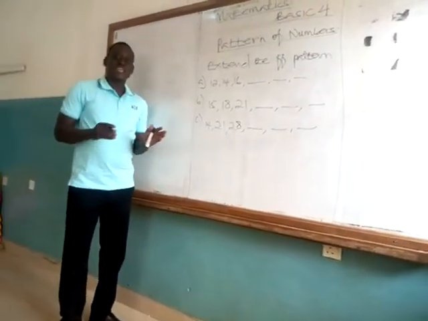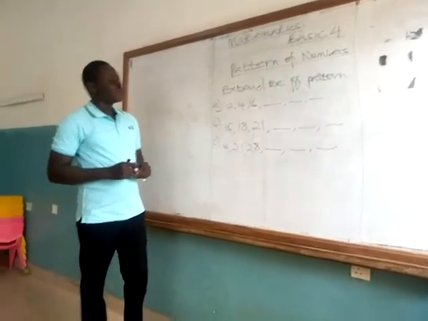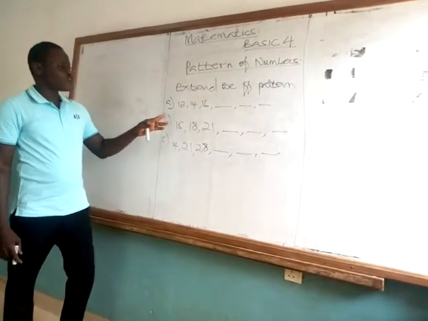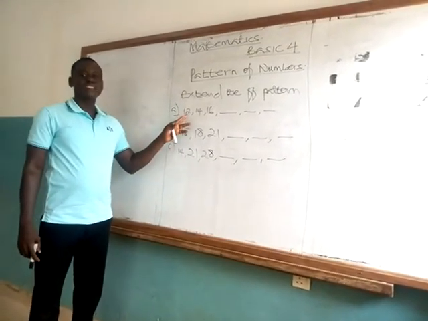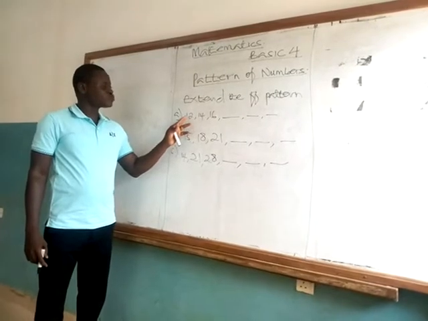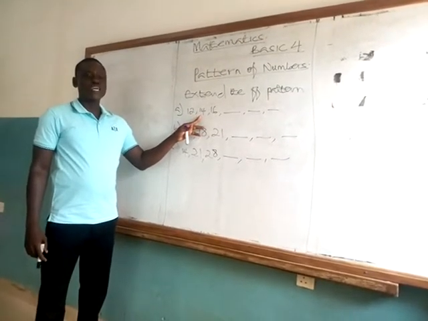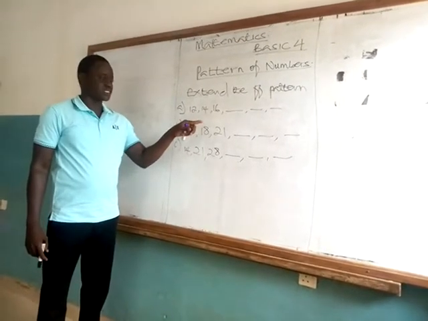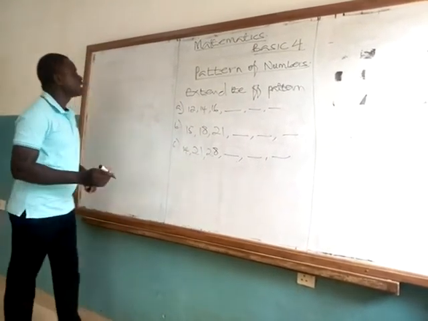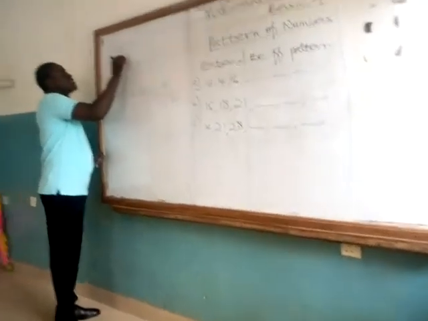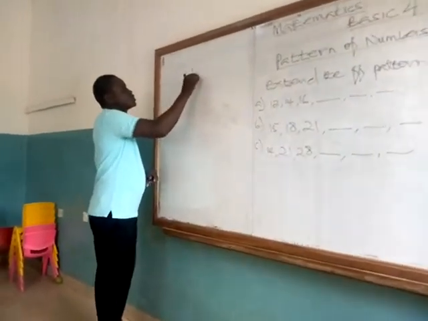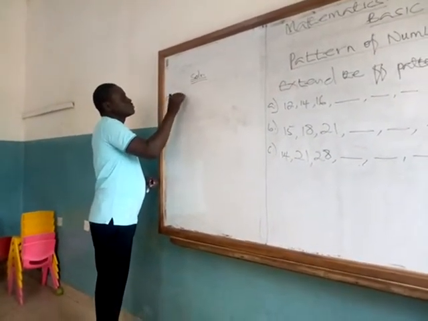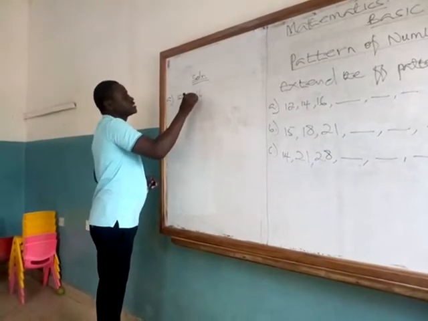Questions of this nature require that you find what we call a difference. You look out for the difference between two consecutive numbers. If you are able to determine this difference, that is what you will use to work with. Is that okay? For instance, let's consider the first example. You have example A. You are given 12, 14, and then 16.